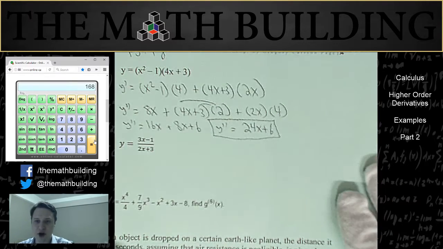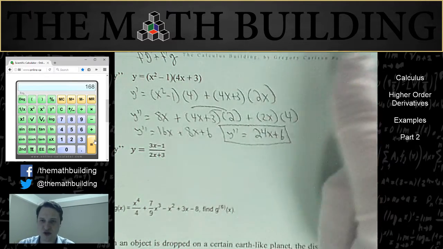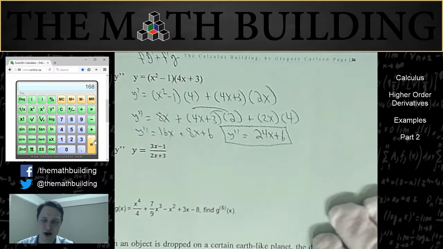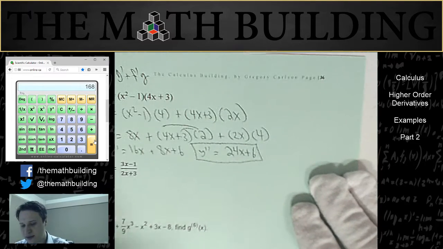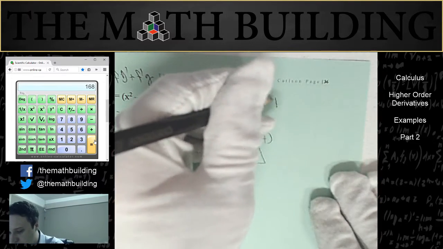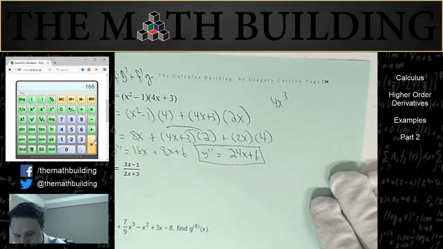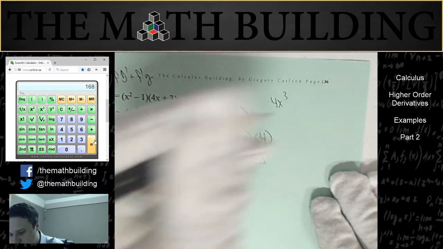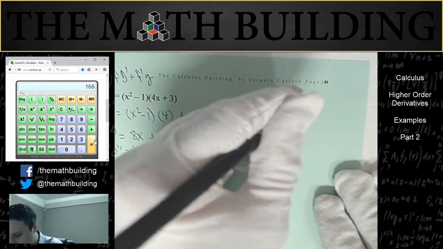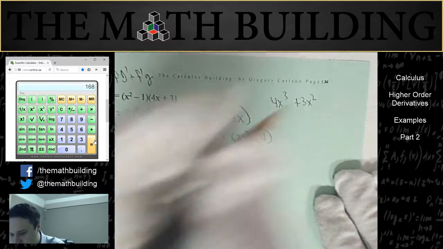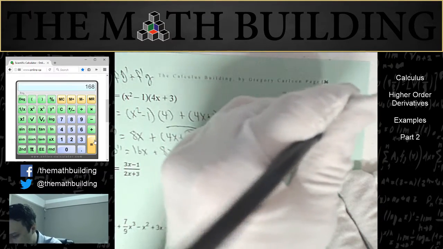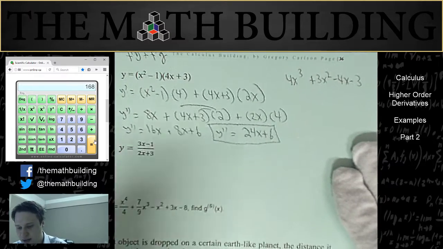Okay, so that was quite a bit of work, and there's a lot of dodging we had to do, being very careful with the product rule. Let me show you why it would have been easier to FOIL it. If you FOILed this, it would have been 4x to the 3 plus 3x squared minus 4x minus 3. And so that's y.